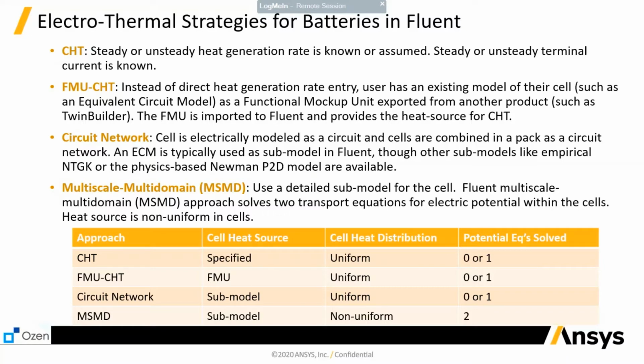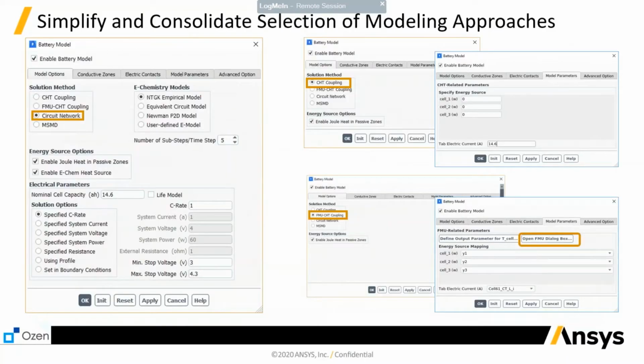These are all uniform heat distribution models that assume that the heat distribution is quite uniform and constant in the whole cell. And the last model, which is the most comprehensive, is the multi-scale, multi-domain, or MSMD, which actually solves for the heat dissipation inside the battery cells. It solves two equations, and it's not uniform. It can tell you exactly what the distribution of the potential or the heat generation is in different locations of the cell.